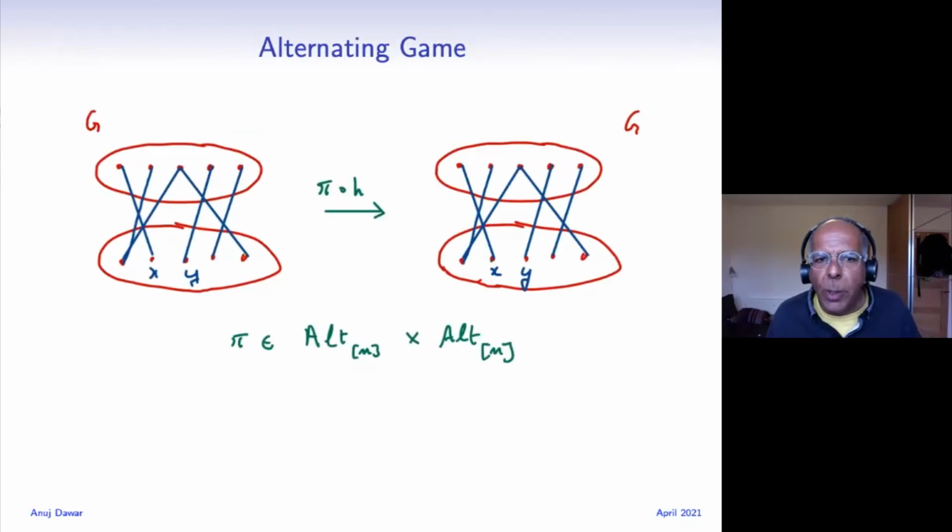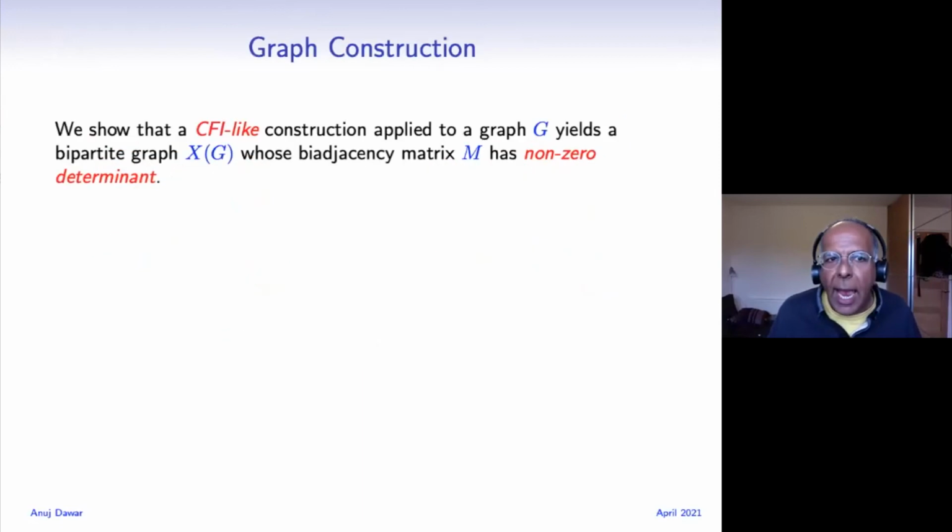And what we show is basically that this gamma restricted bijection game gives you lower bounds on gamma symmetric circuits in the same way as the bijection game gave us lower bounds for Sim-n symmetric circuits. Okay. And then we have a CFI-like graph construction. You apply it to a graph which yields a bipartite graph whose bi-adjacency matrix has non-zero determinant.